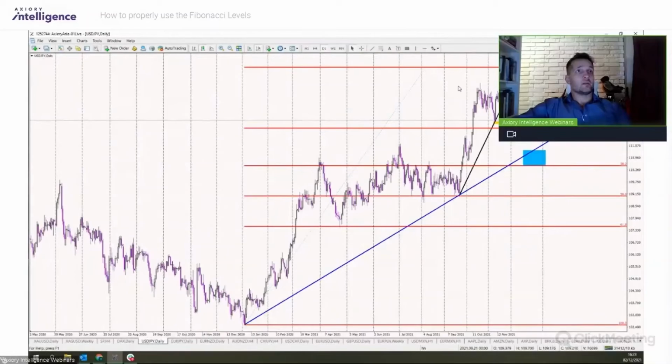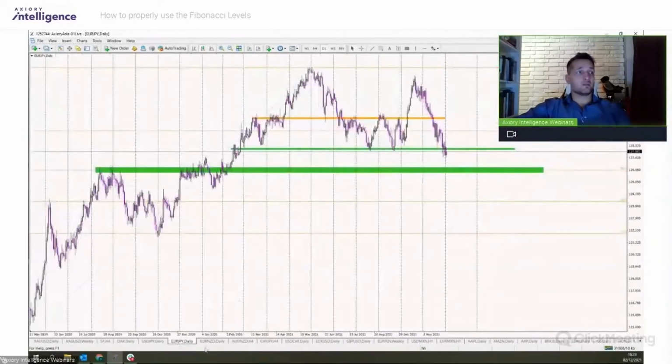American dollar, Japanese yen. Fibos, it may work, it does not have to work. There is a beautiful uptrend and the correction starts here. Maybe 23.6 will work, maybe 38.2. We don't know. We are about to find out.